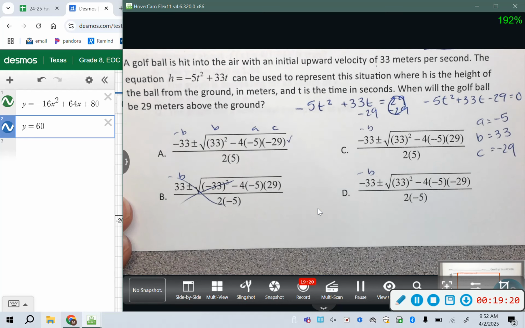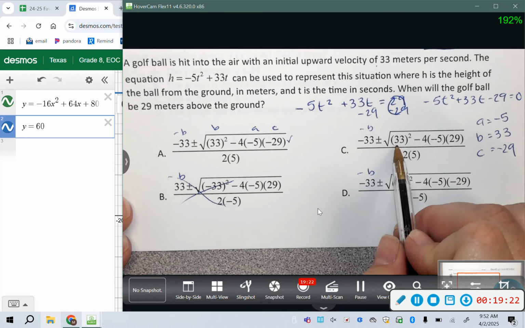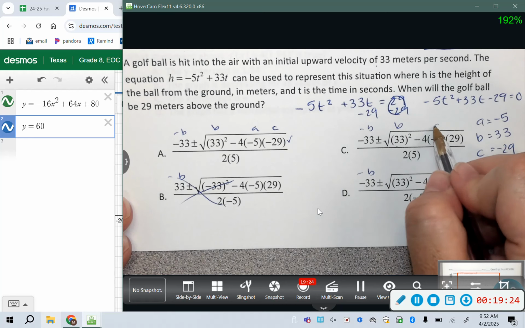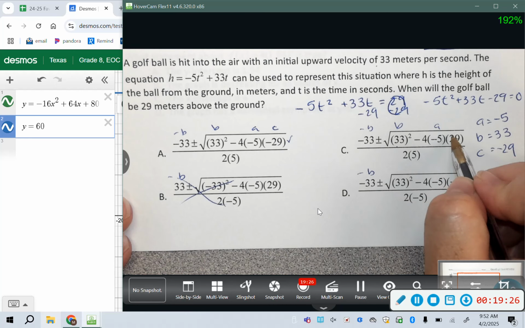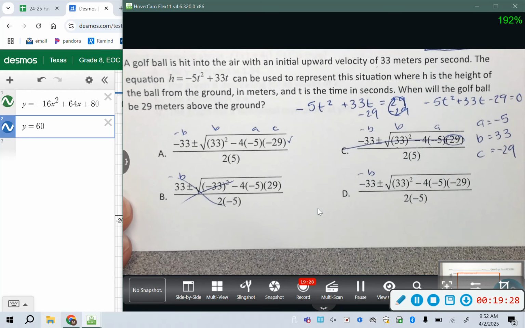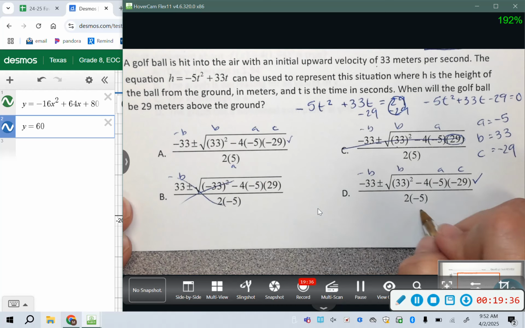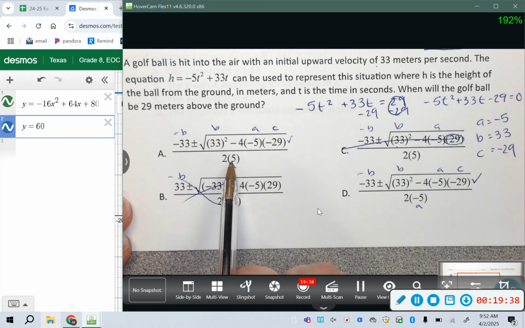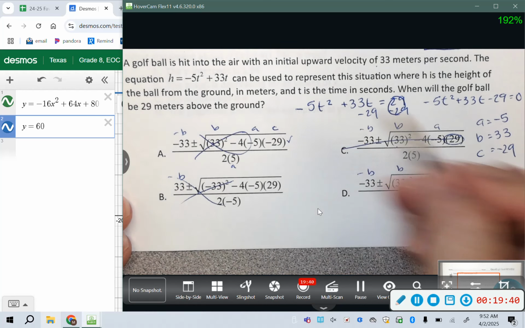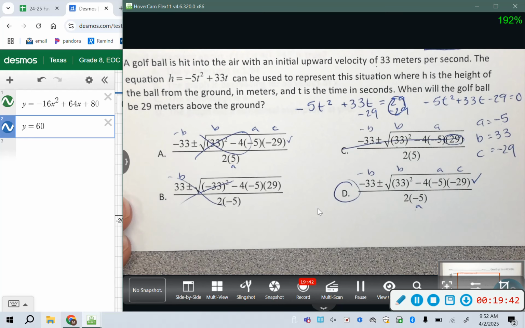That one inside the house works. B is 33, A is negative 5, C is negative 29. This is a positive, so that one's wrong. Here, 33, negative 5, negative 29. This one is correct. And now the only other thing to look at is A in the bottom. A is negative 5. That's a positive 5. That's a negative 5. So D is my answer.